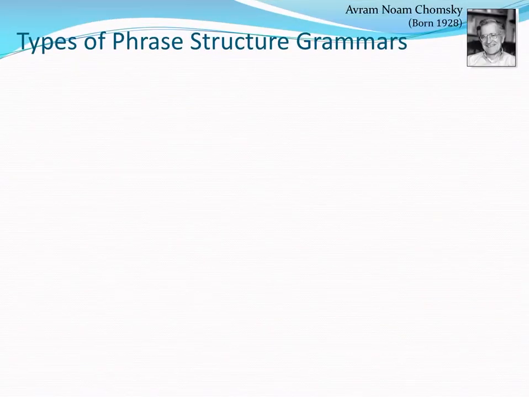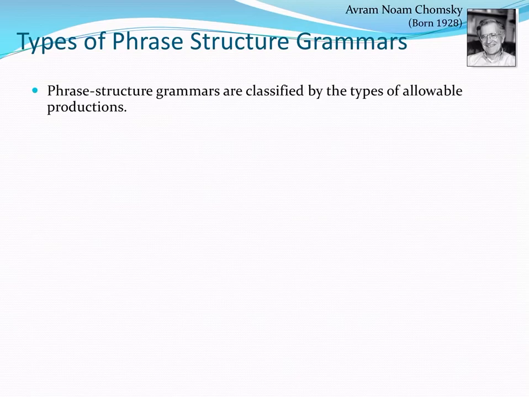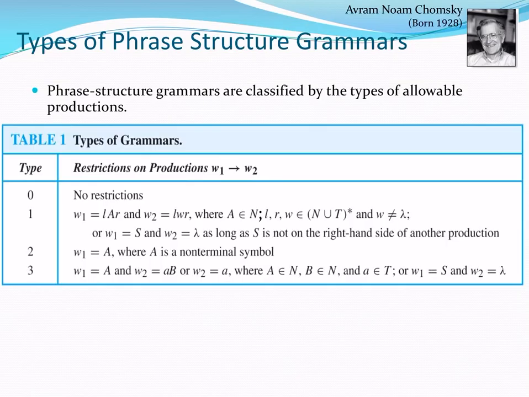We're in Rosen, section 13.1 on formal languages and phrase structure grammars. We want to talk about the different types of phrase structure grammar that can exist. Here we have a table that shows them, and there are 4 types of phrase structure grammar. Type 0 has no restrictions.